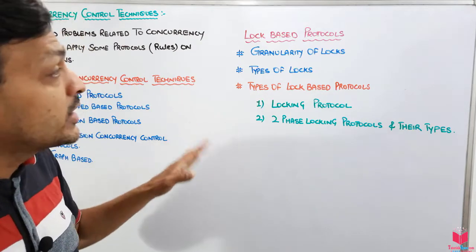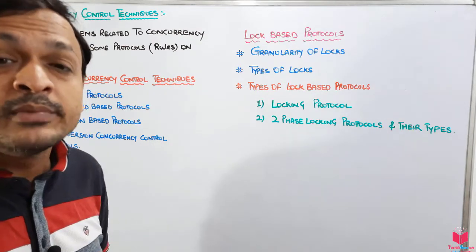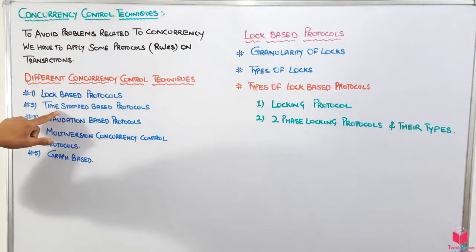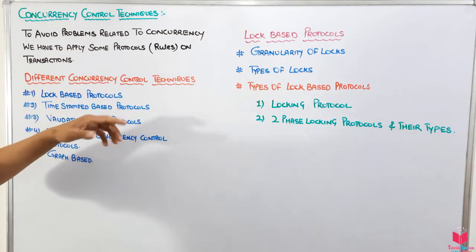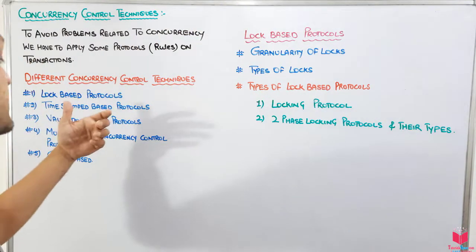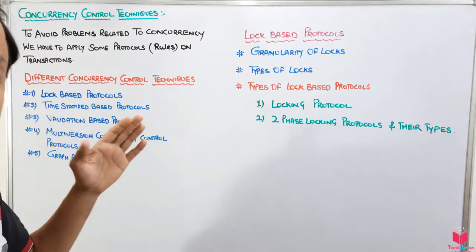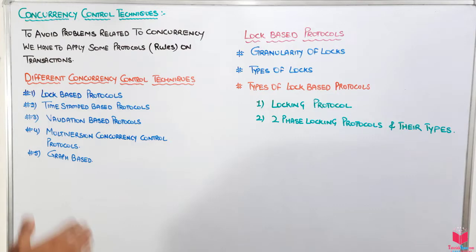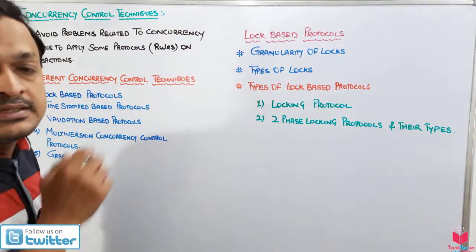So this is how we are going to proceed in the upcoming section. We have to do this kind of thing. Then when we start the timestamp based protocol, it will be done in the same manner: the types of timestamp based protocols, what are their advantages and disadvantages, and with examples. So guys, this is basically the way we are going to follow this section.